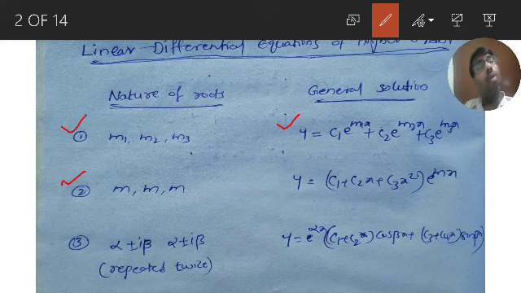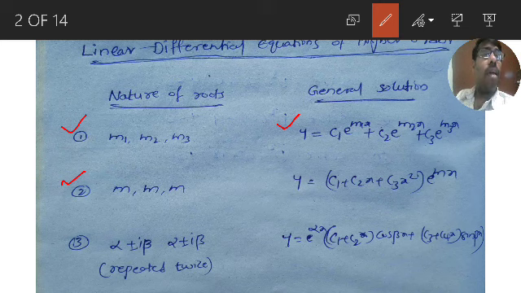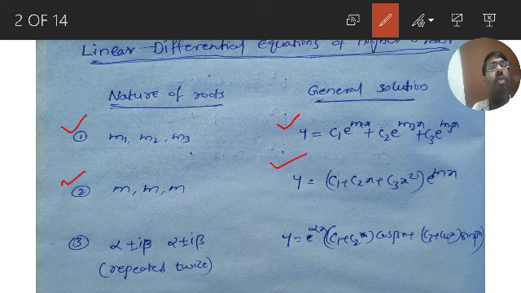Are you getting? So for three equal roots, what I have given in the slide is, if m, m, m are three real and equal roots, then the general solution is y is equal to (c1 plus c2x plus c3x square) into e power of mx. If there are 4, (c1 plus c2x plus c3x square plus c4x cube) e power of mx, like that. So for 3 I have given it, for 4 you can write, for 5 you can write, for 6 you can write, and so on.